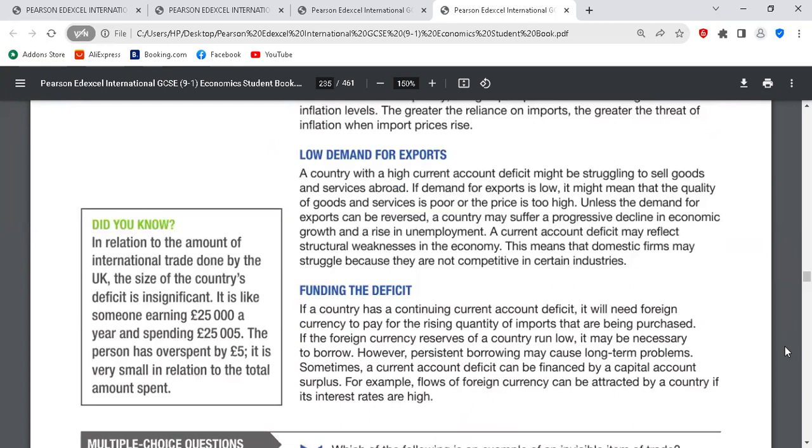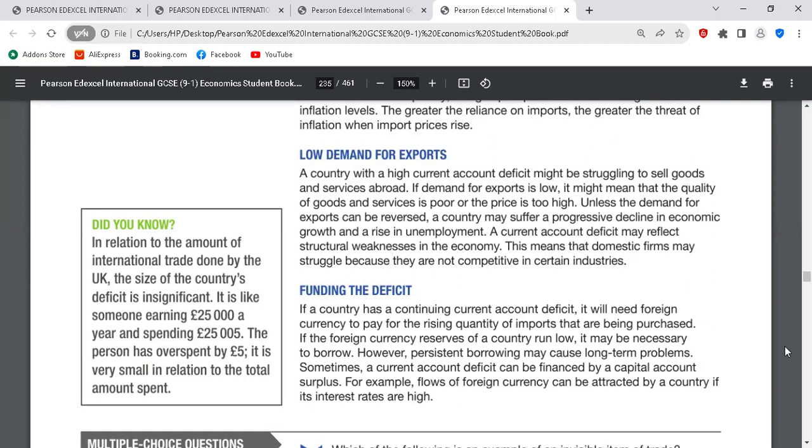Low demand for exports. A country with a high current account deficit might be struggling to sell goods and services abroad. We would have had a current account deficit because the value of our exports is high, or the value of our currency is also high. So foreign customers do not want to buy from us. So because they are not going to buy from us, what we sell abroad will be less. So revenue from abroad will be lower. This will have an impact. That is the point there. Do you get it? Yeah.